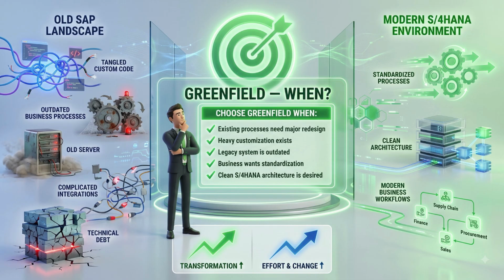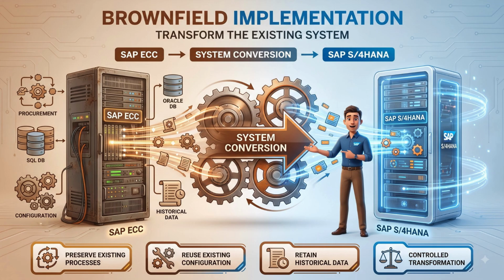However, there is a trade-off. Because you are building a new system, Greenfield generally requires more process redesign, configuration, testing, data migration planning, and change management. So Greenfield gives you more freedom, but it can also require more transformation effort. Now let's look at Brownfield implementation.